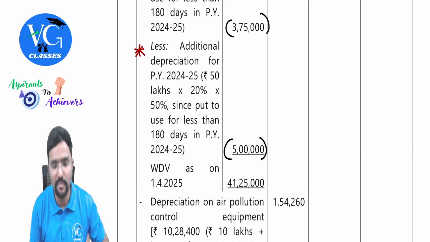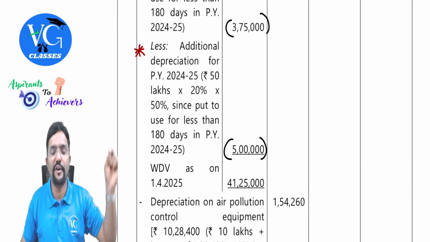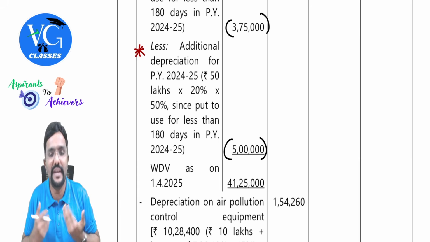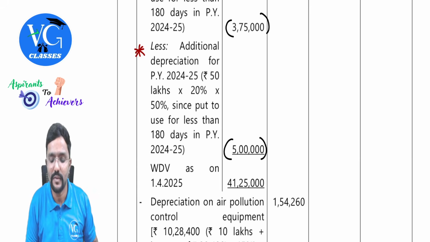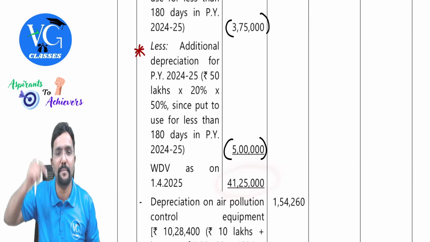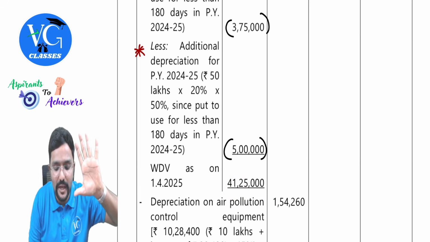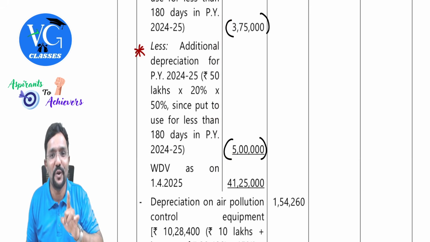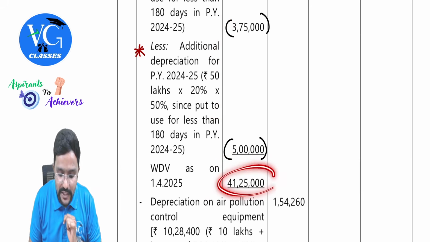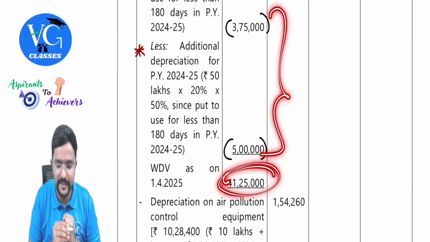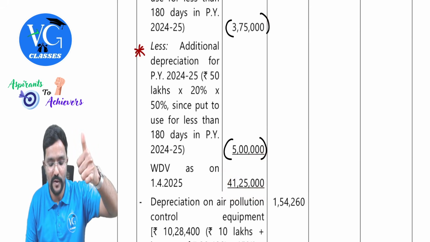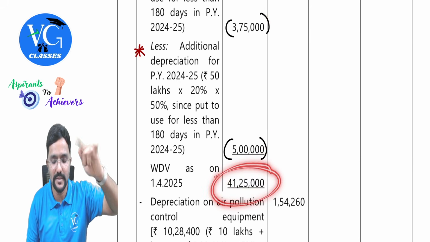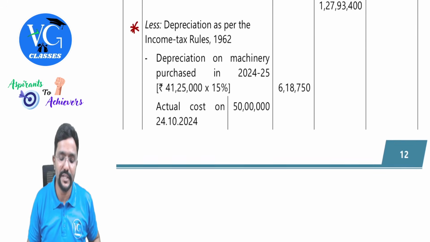So what was the closing WDV at the end of last year? It is 41 lakh 25,000. That becomes opening WDV for the current year. So on this, we will claim depreciation in the current year. And please be careful, this is for last year calculation. Can we claim it in the current year? No, no, no. I just wanted to find out this figure. That is why we did this. Hope you got it. So using this, we will claim current year depreciation.